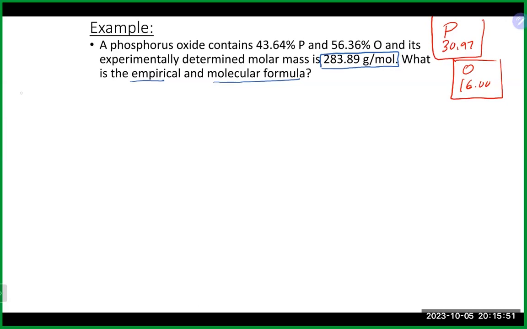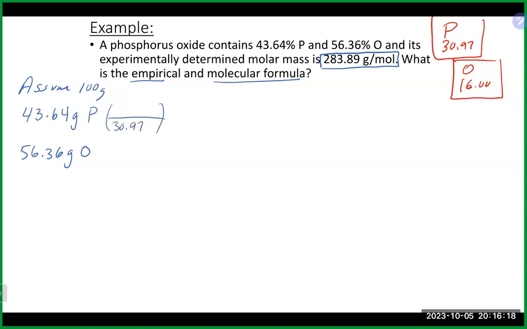We can again assume that we have 100 grams, which will basically turn those percentages into the same numbers. So 43.64 grams of phosphorus and 56.36 grams of oxygen. Now that we have them in grams, we're going to convert them into moles using the molar mass of each of these elements from the periodic table. And that's going to be 30.97 for phosphorus, and for our oxygen, 16 grams per mole.